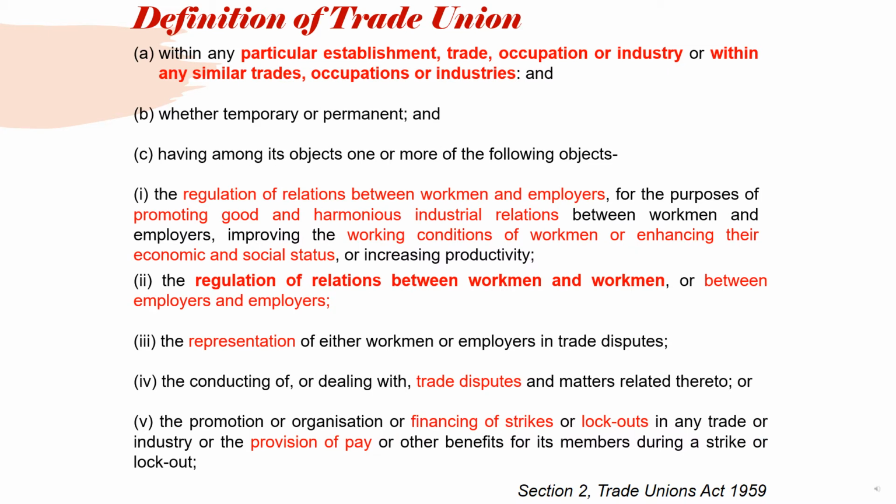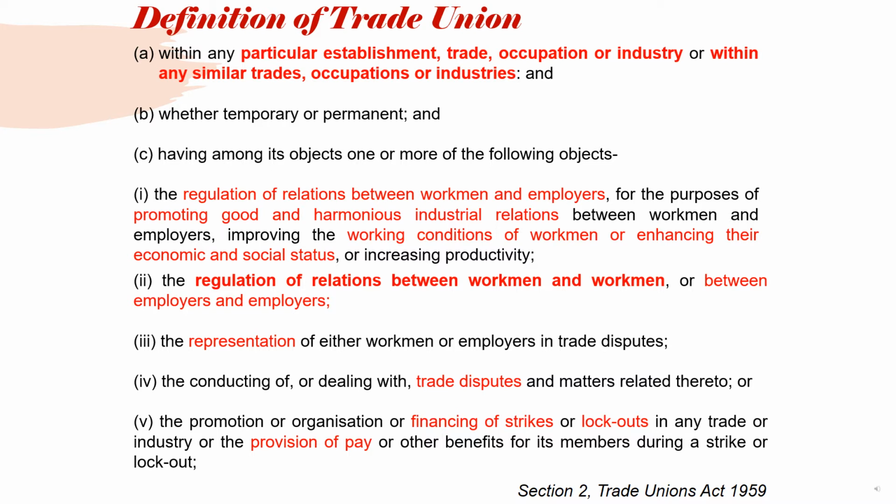What is a trade union? A trade union exists within any particular establishment, trade, occupation or industry, or within any similar trades, occupations or industries, whether temporary or permanent, and having among its objects one or more of the following objects: the regulation of relations between workmen and employers for the purposes of promoting good and harmonious industrial relations between workmen and employers, improving the working conditions of workmen, or enhancing the economic and social status, or increasing productivity.